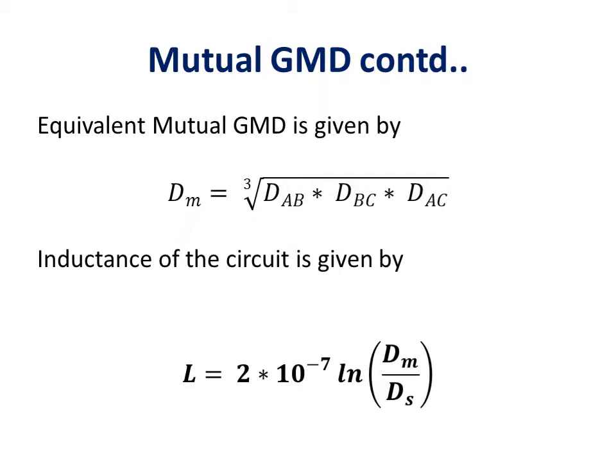Now overall, the inductance of the circuit is given by 2 into 10 power minus 7 ln Dm by Ds. Dm is the mutual geometrical mean distance and Ds stands for self geometrical mean distance. Hence, in this way, we can estimate the inductance of a double circuit transposed line. Thank you.